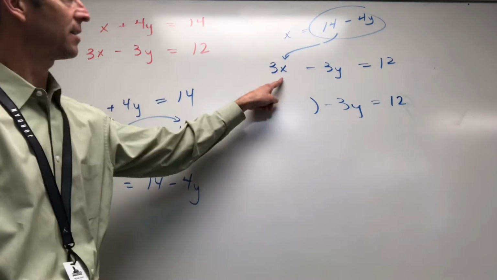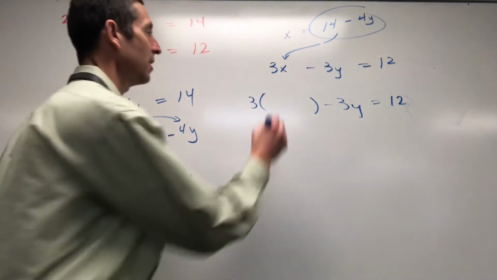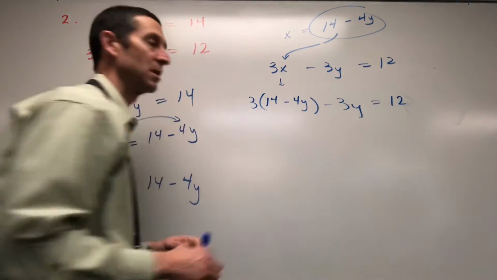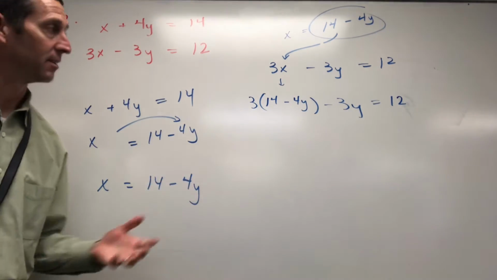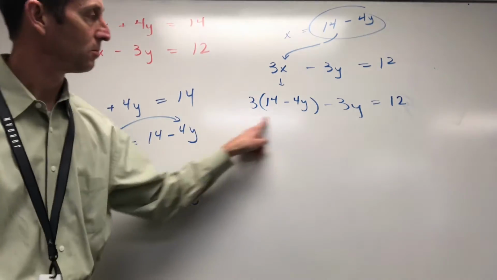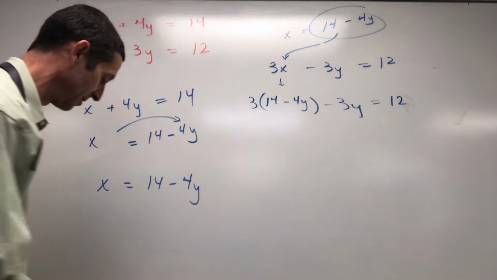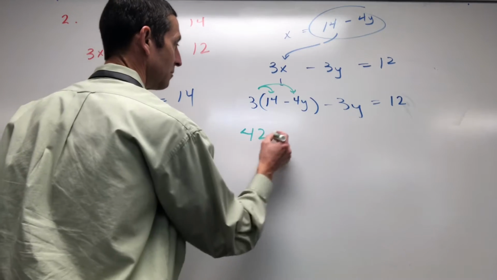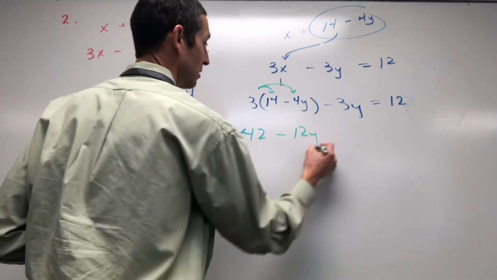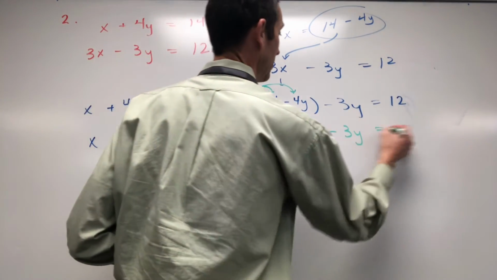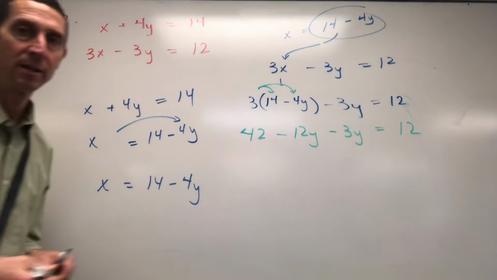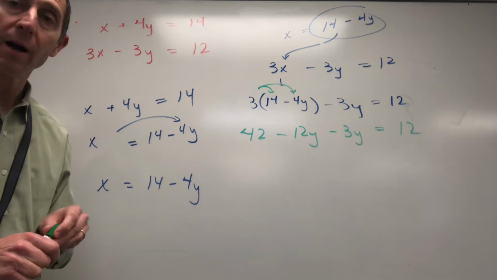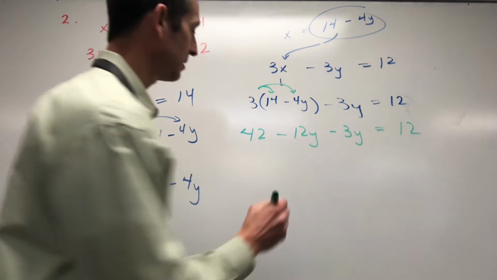So we know x is equal to 14 minus 4y. Let's go. Drop it in. 14 minus 4y. It's all right in there. So we got to distribute, multiply through the parentheses. Looks like you've got 3 times 14, 42, 3 times 4, 12y minus 3y equals 12. So now we're on our way to solving for y. I'm going to keep my y's together.